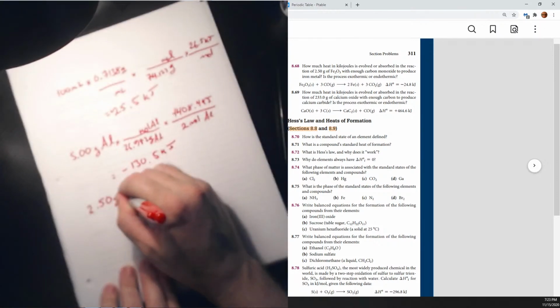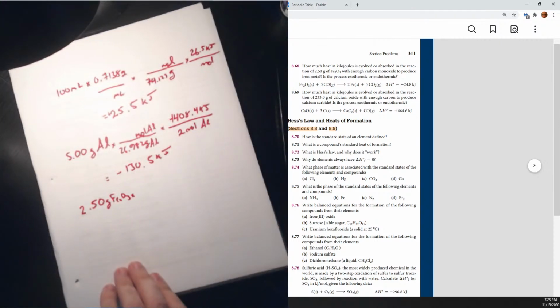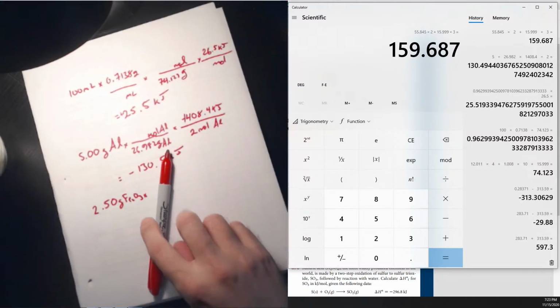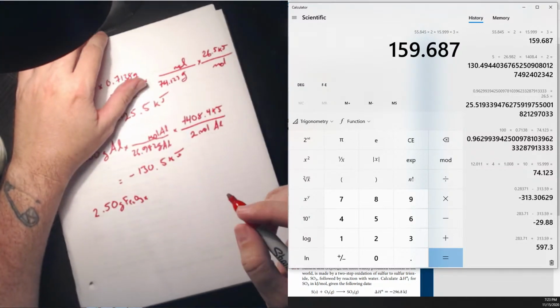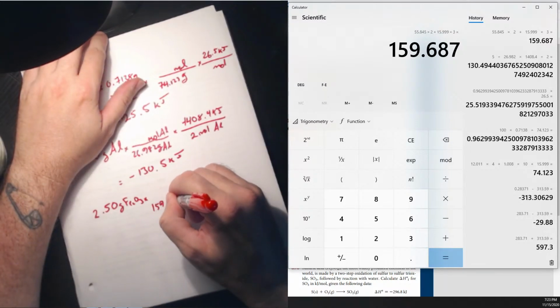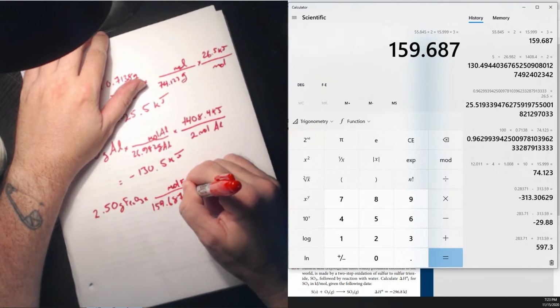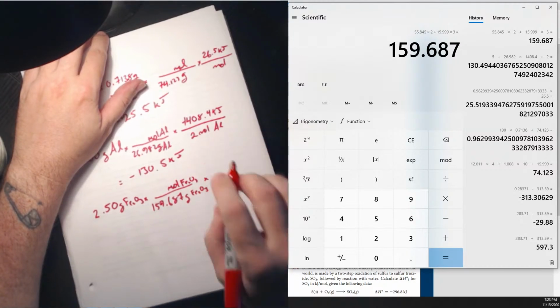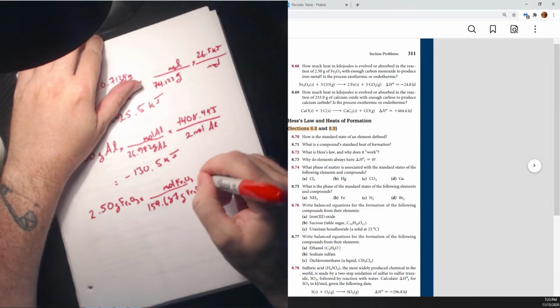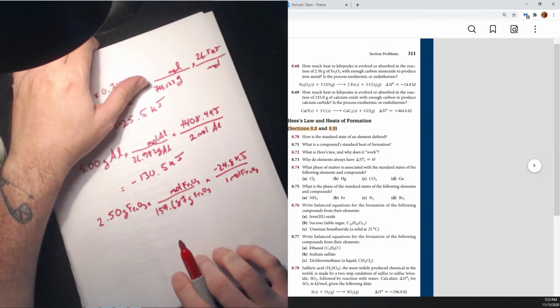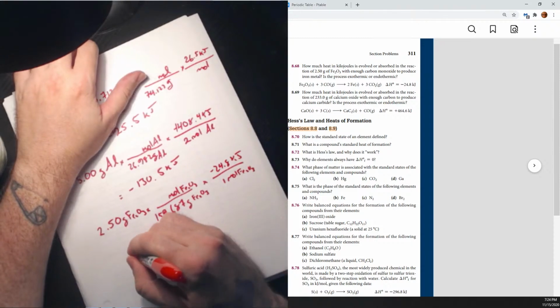So, 2.50 grams of Fe2O3 times 55.845 times 2 plus 15.999 times 3. Okay, so 159.687 grams per mole of Fe2O3, and it releases a very small amount of energy, negative 24.8 kilojoules per 1 mole of Fe2O3. So in the balanced chemical reaction, the coefficient in front of iron 3 oxide is 1. So that simplifies things.